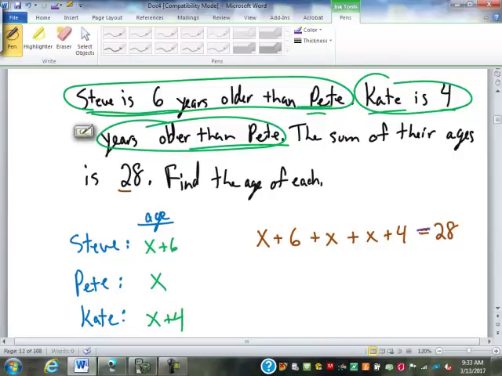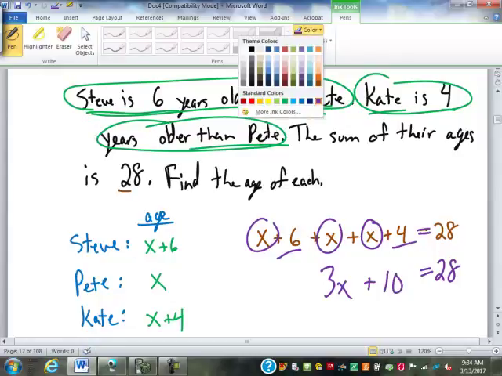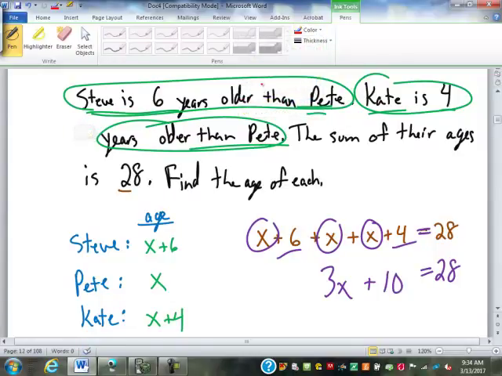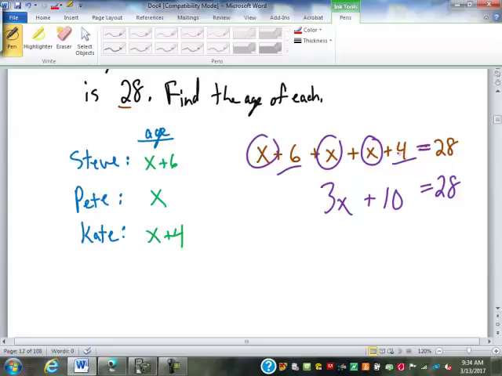So now on the left side here, the X appears more than once. So I'm going to do some combining. I can combine X, X, and X again to make 3X. Anything else I can combine? 6 and 4 make 10. Now I've got this down where the variable only appears once and everything I can combine is combined, so I can solve my equation. Where do I start? Subtract 10. 3x equals 18, and then divide by 3. So x equals 6.